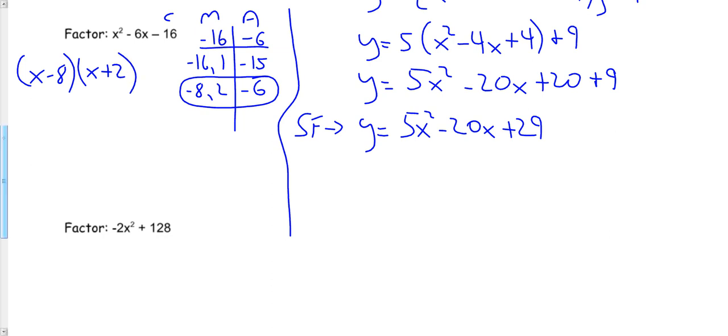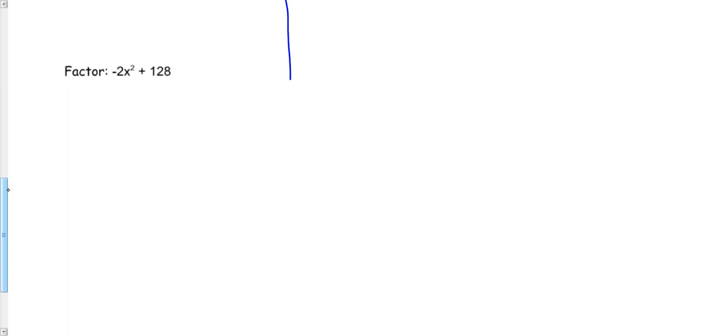And again, I'm going to continue to factor this. I've got another example here. I've got negative 2x squared plus 128. And we had talked last day about how to factor trinomials when the a value is something other than positive 1. And in this particular example, we see that the a value is actually negative 2. So what we need to do here is write this out as a trinomial, because right now it's not written as a trinomial, it's written as a binomial.